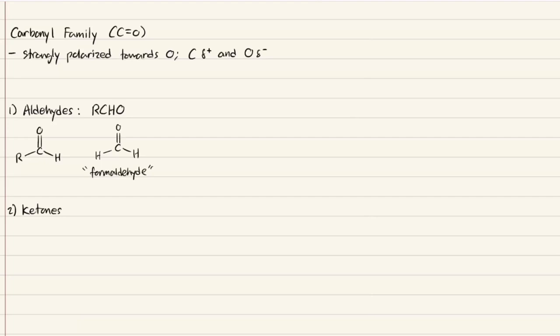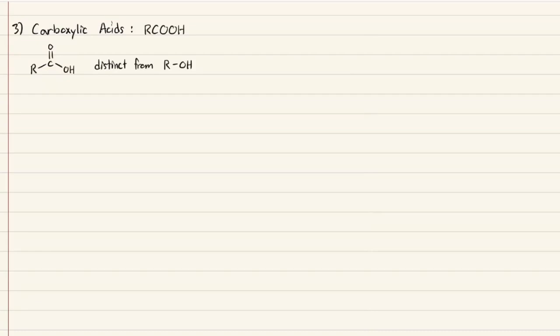Ketones. Ketones have the formula RCOR, where the carbonyl carbon is bonded to two carbon groups. The R groups can be the same or different carbon groups in ketones. Carboxylic acids. Carboxylic acid groups have the formula RCOOH, where the carbonyl group is bonded to a hydroxyl group and an R group. Despite the hydroxyl group, carboxylic acids are a distinct functional group from alcohols.